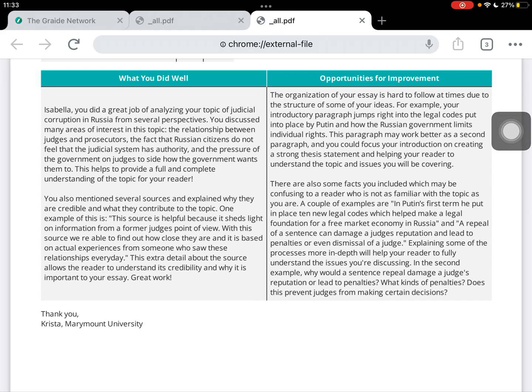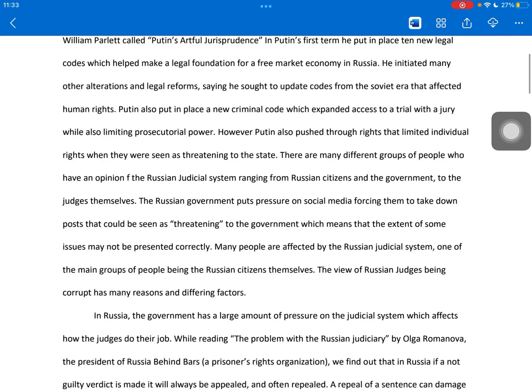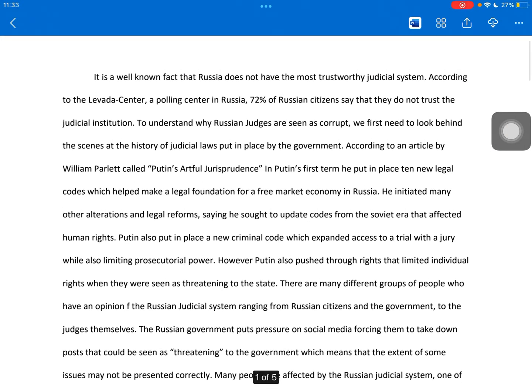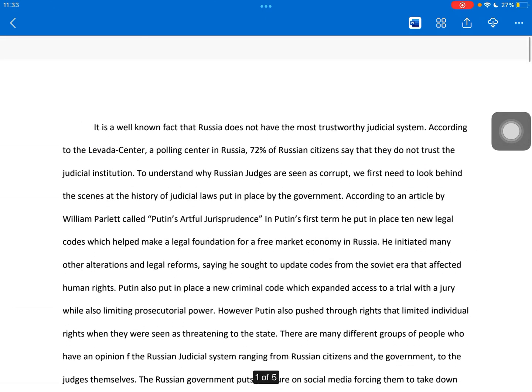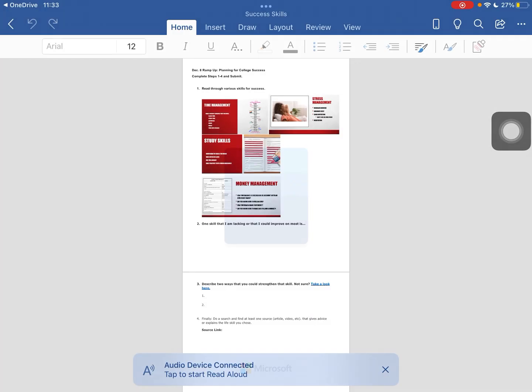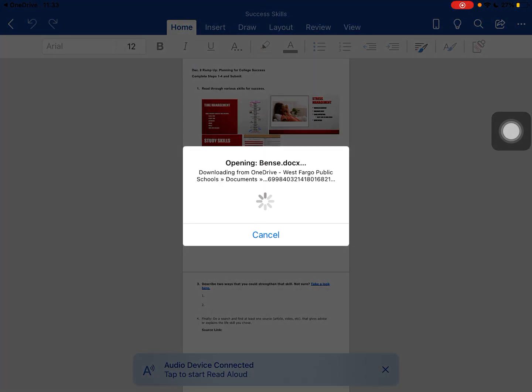The next thing that you can do, and this works if you have submitted a Word document of your paper, is they can do inline comments. Now, if you just open it up in OneDrive, you don't see anything. However, if you open it up in Word, technology is so awesome.